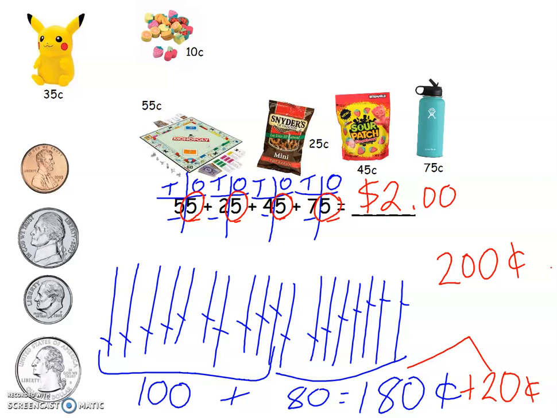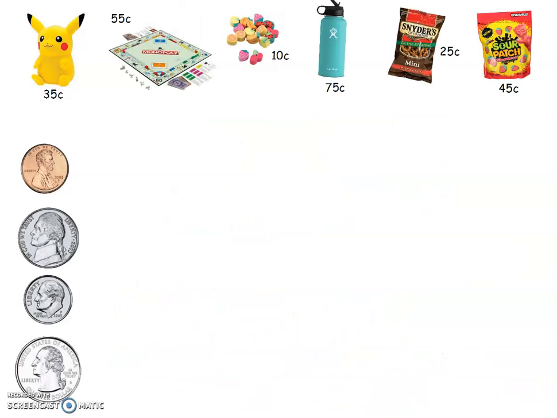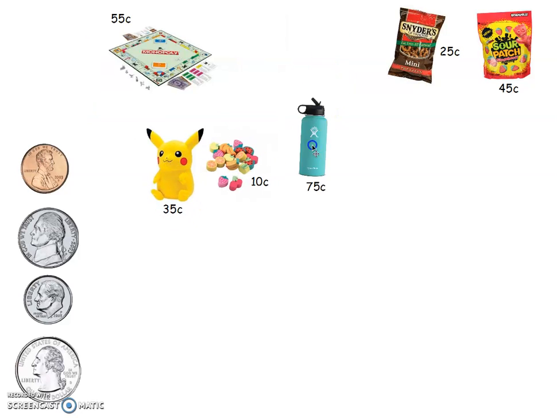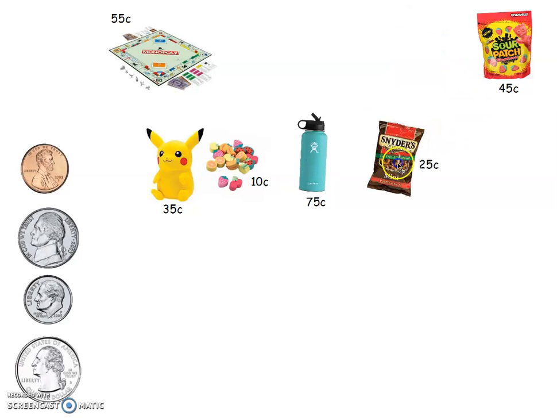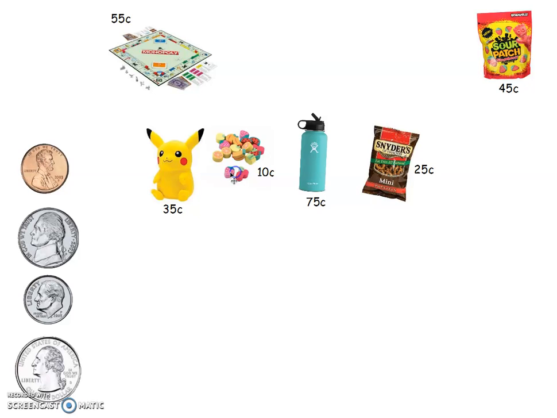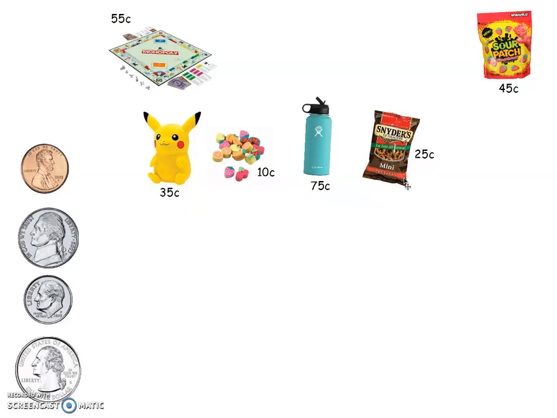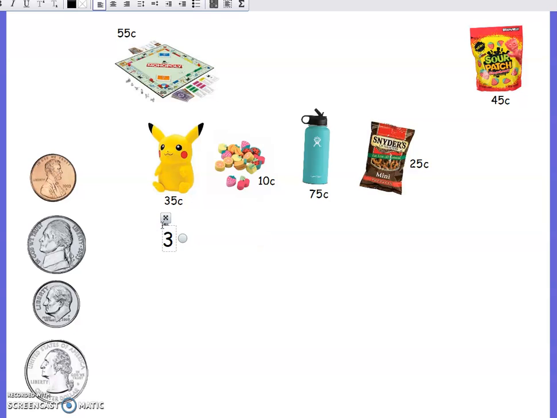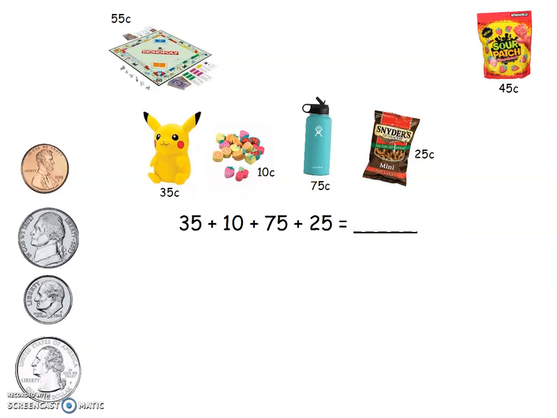All right, let's go ahead and clear the board. And we can go ahead and make up another equation. So I'll pull down my Pikachu and my erasers and my water bottle. Still hungry, so I'm still going to go with my pretzels. All right, so we're going to start by writing that equation. So I'm going to write it 35 plus 10 plus 75 plus 25. Okay, I'm going to do the same thing. So I'm going to go through and I'm going to break it down into my tens and ones. And if you want to go ahead and pause it here, you can pause it, solve it, and then come check your work.